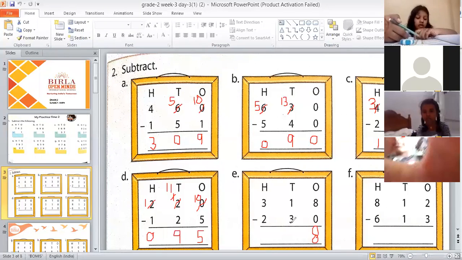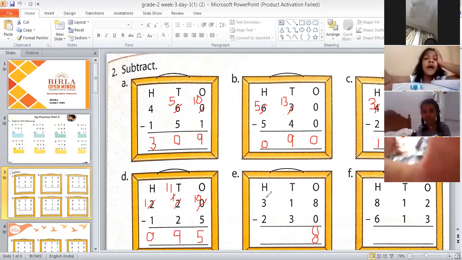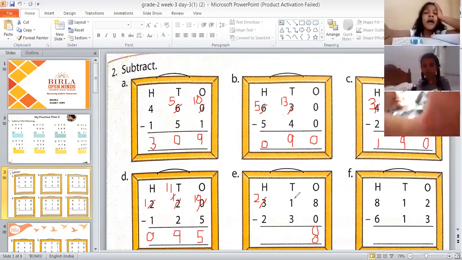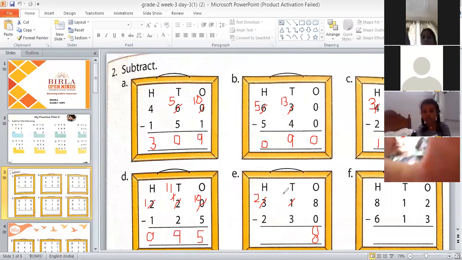Now, Dhriti, in tens place, is it possible to take away 3 from 1? No. What we will do? Borrow. From where? Yes, we will take 1 borrow from the number in hundreds place. So what this 3 will become? 2. Yes, this 3 will become 2 in hundreds place. And what this 1 will become in tens place? 11. Yes, this 1 will become 11 in tens place.